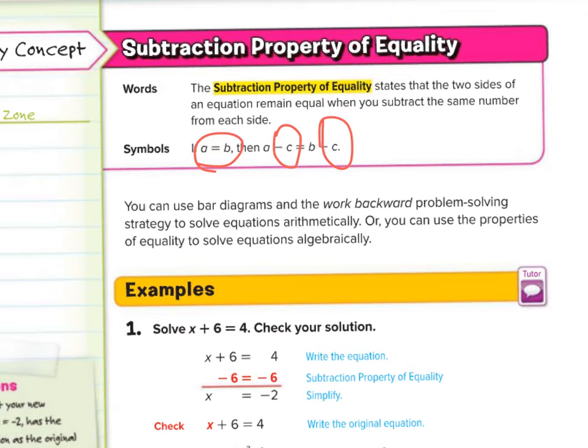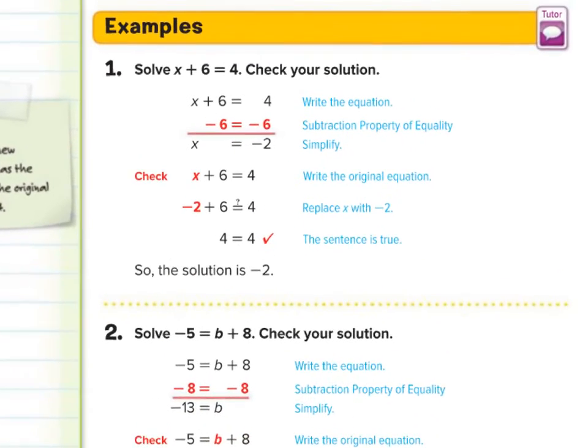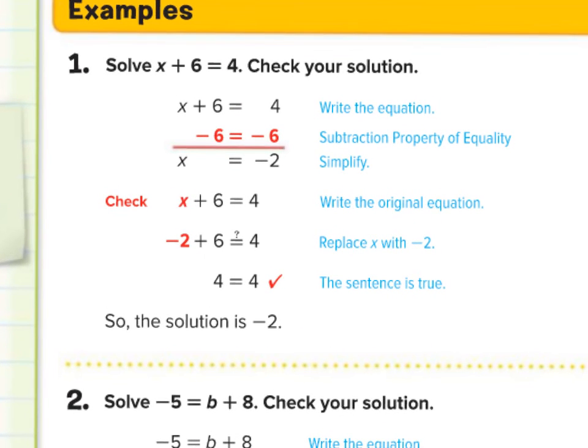Okay, so you can use bar diagrams and the work backward problem solving strategy to solve equations arithmetically. Or you can use the properties of equality to solve equations algebraically. So we're going to use properties of equality. As you can see here, we've already explained, you have a number plus 6 is 4. Oh, but wait, I'm adding 6 to a number, so this number must be in the negatives. If it's going to, when I add 6 to it, it's only going to give me 4. This number must be below 0, correct?